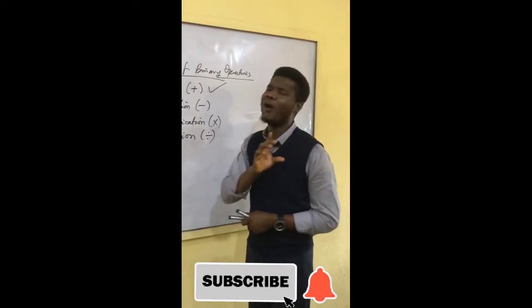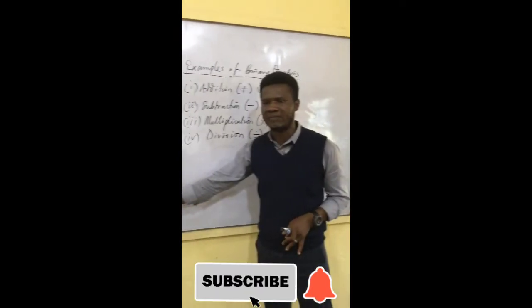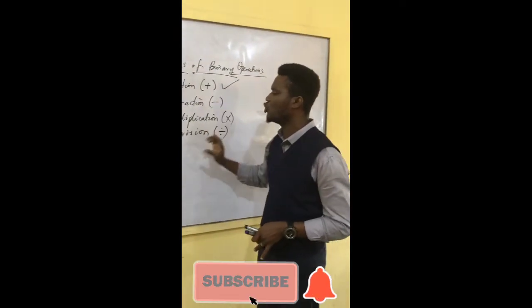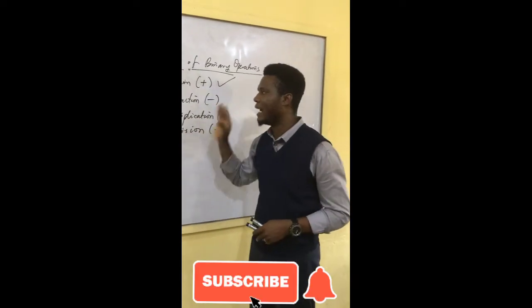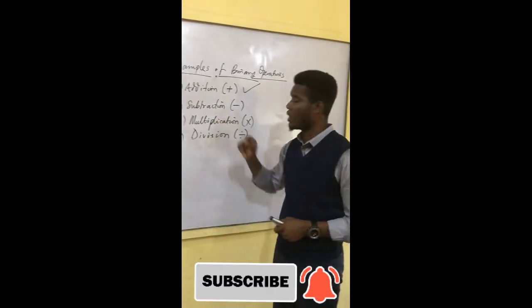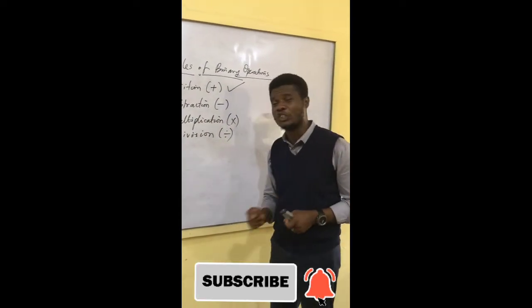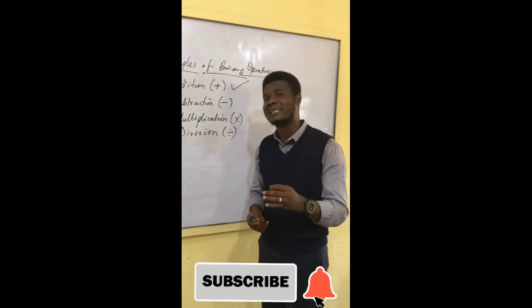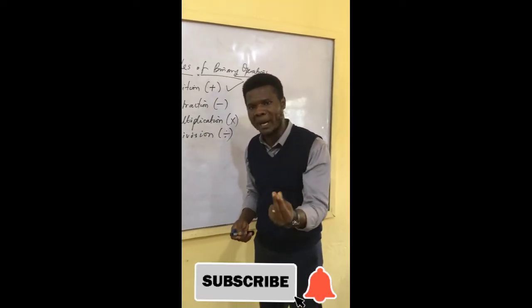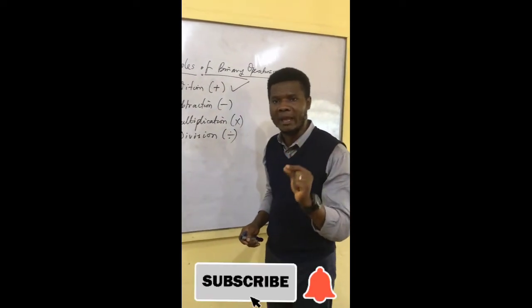Now, how are we going to do that? We are going to check each of these operations side by side with the definition. If these operations do what the definition says, then they are clearly binary operations. So if addition is a binary operation, if subtraction is a binary operation, if multiplication is a binary operation, and if division is also a binary operation, it means that they must be able to combine two elements chosen at random from a non-empty set.